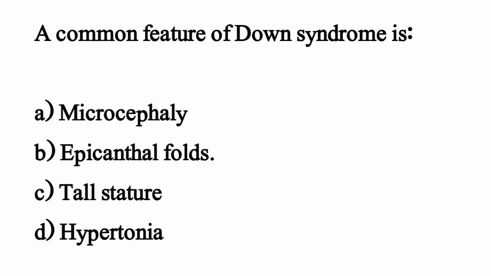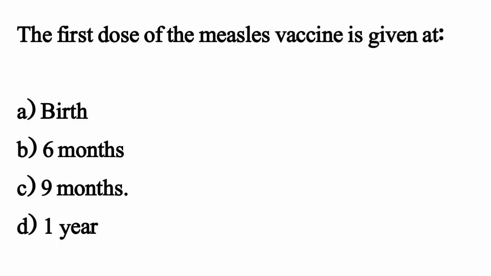A common feature of Down syndrome is. The correct option is option B, epicanthal folds. The first dose of the measles vaccine is given at. The correct option is option C, 9 months.